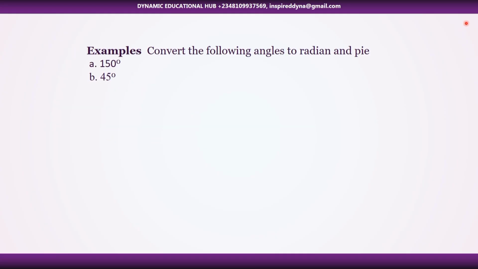Now let's see how to convert angles. Now we have examples here. The first example is convert the following angles to radian and pi. So we want to convert it to radian, purely radian, and we also want to convert it to radian in pi. That is the meaning of this. Now the first one is 150 degrees. Let's see how to solve it.